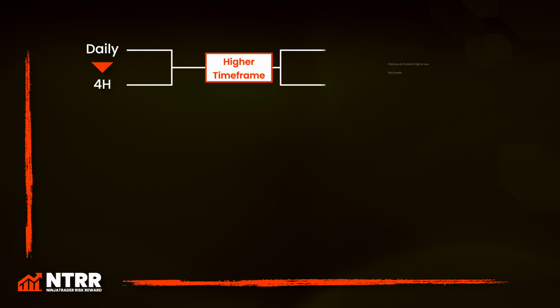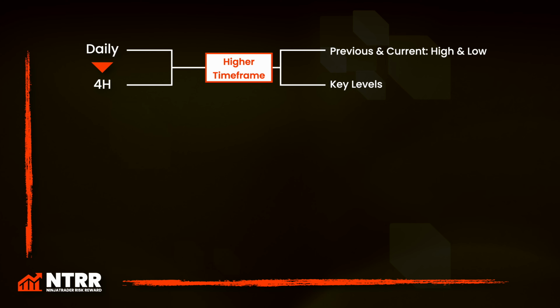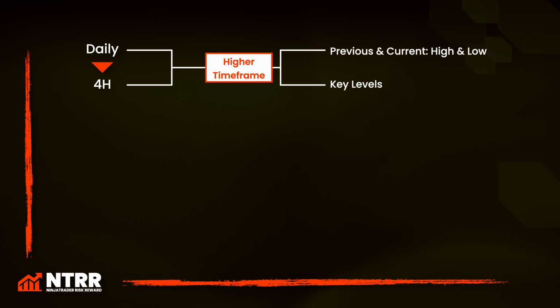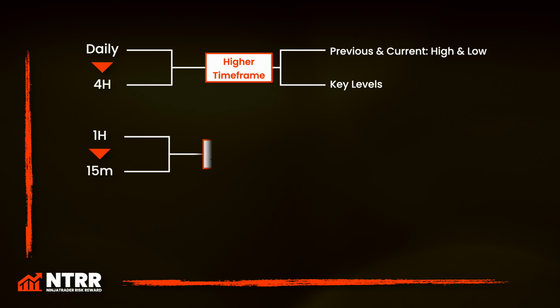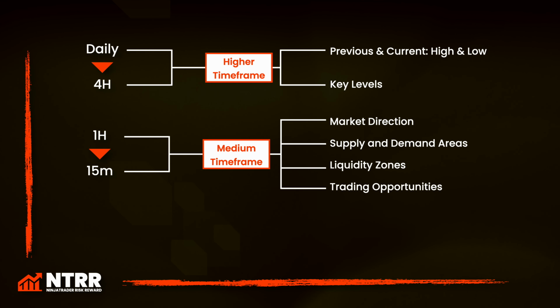First, we have the daily and 4-hour charts, which we use exclusively to identify key market structure levels on a higher time frame. On the daily time frame, we are only interested in current and previous days' high and low. Next, we use the 1-hour and 15-minute time frames for most of our analysis. This includes identifying market direction, supply and demand zones, order blocks, liquidity zones, and spotting trading opportunities.